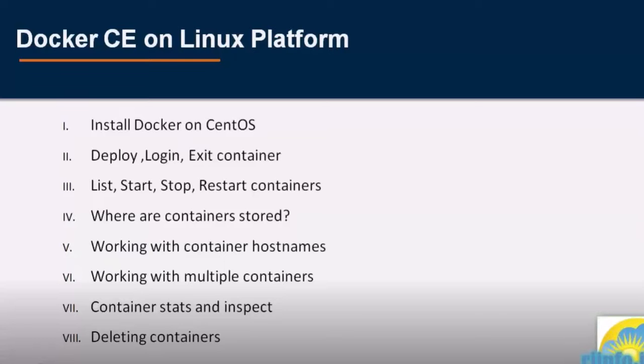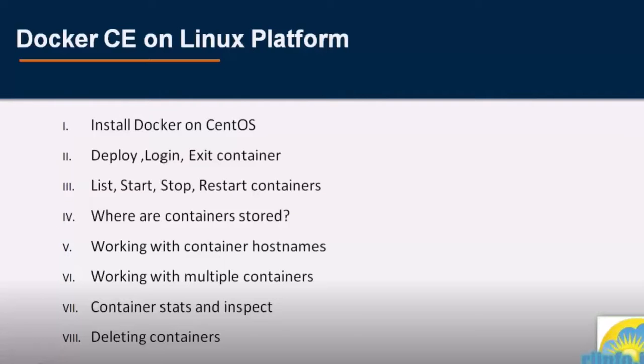The operations that we cover as a part of this module behave the same way in both Community as well as Enterprise editions. Features specific to Enterprise Edition, like the Universal Control Plane and the Docker Trusted Registry, would be covered later as a separate module in this course.